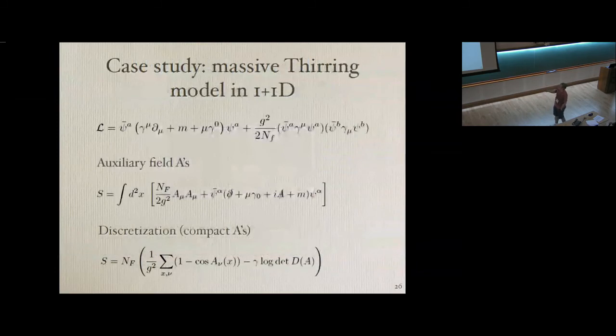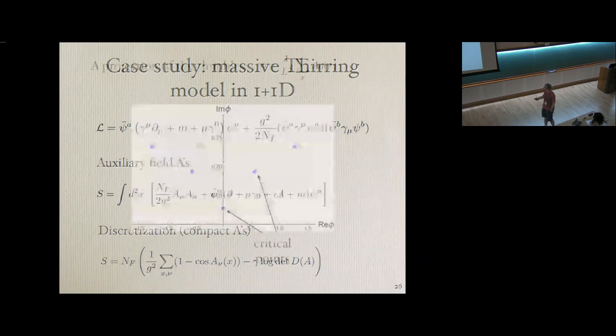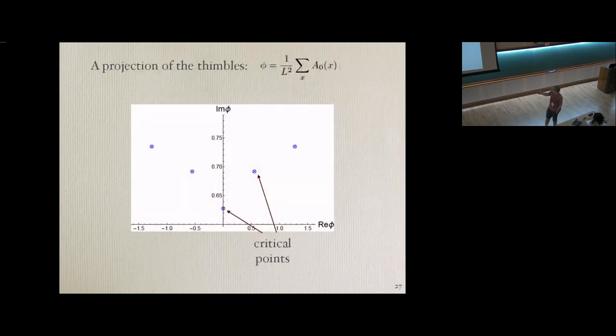To see how this works, we apply it to the 1+1 massive Thirring model. Again, similar things happen. We introduce a discretization. The discretization uses compact variables, and then the fermion determinant can be integrated out, and you're left with this action. So the action only depends on these field variables, A_nu, and I'm now trying to give you an indication of what the thimble structure looks like in this large dimensional space, A_nu.